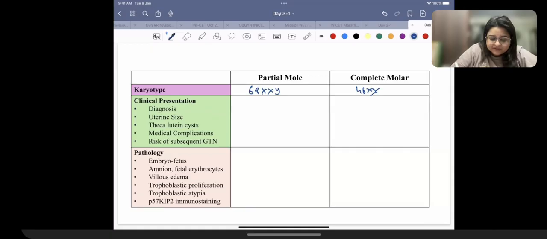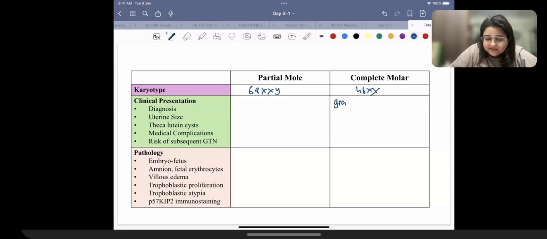Now coming to the clinical presentation. The classical presentation that we read, you must have read in pathology and in final year gynae, you must have seen the grape-like vesicle specimen also in your museum. Empty ova means no genetic material. It's an ova without a nucleus. Okay. So what happens is, in a complete mole, you'll see the classical presentation.